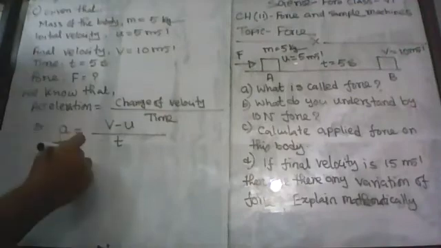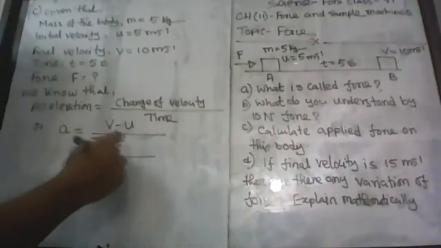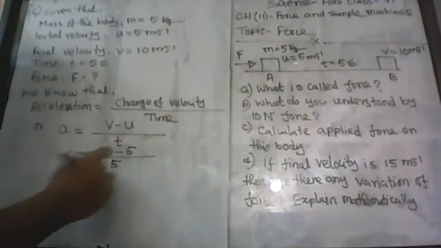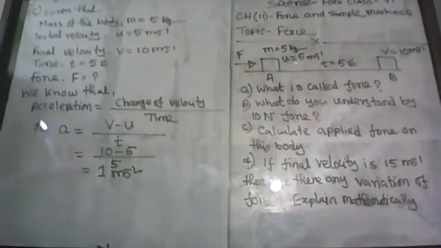So here v equal to 10 minus u equal to 5, divided by 5-second time, will equal to 1 meter per second square, which is the acceleration of the body.